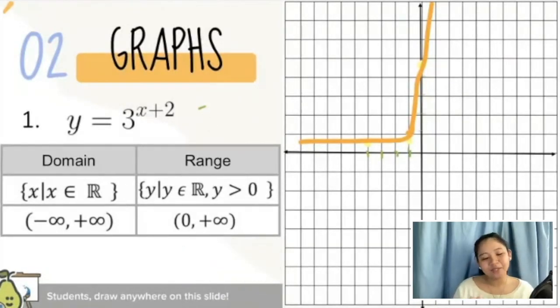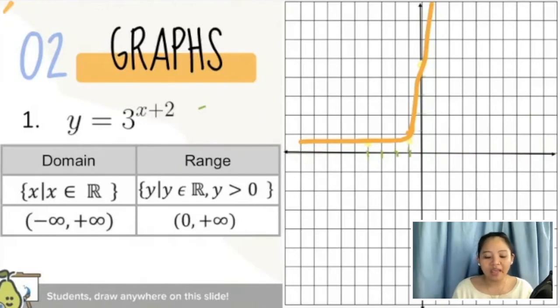We said that the domain is the element of real numbers, so ranging from negative infinity to positive infinity. We can observe in this graph here that your graph extends in both directions, meaning umaabot siya ng negative man kung ano man yung value na yun for x, and then umaabot siya ng positive infinity for your x here, x-axis. How about for your y?